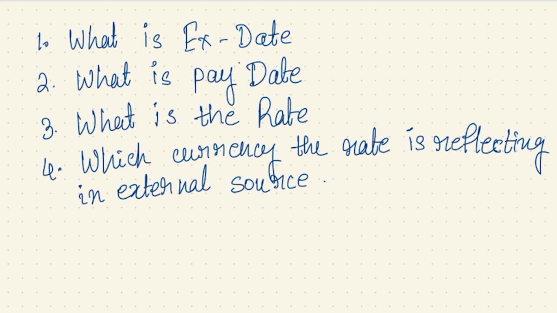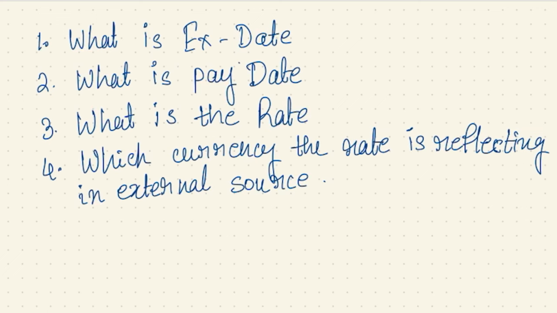Sometimes it happens that, as in the example for security Z, the security is set up in your system in GBP currency. When you go to an external source to review the rate, the external source reflects it in USD currency. The rate in USD will show something else than in GBP because of FX. But sometimes we don't notice that there is a change in currency, and many times I have seen people proactively change the rate based on what they have seen in the external source.